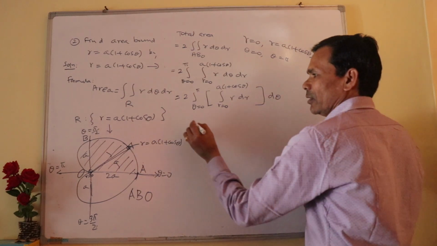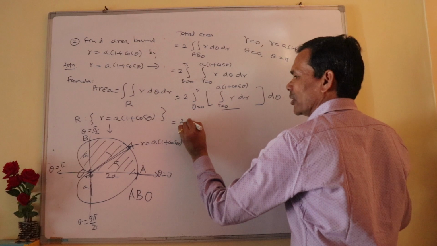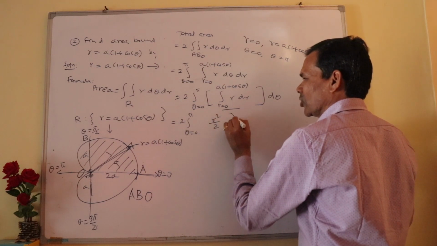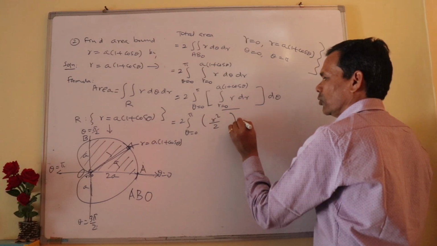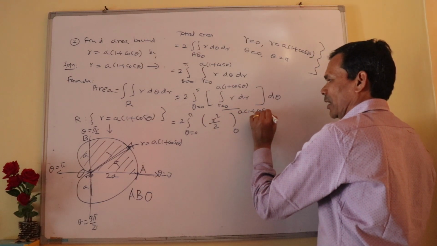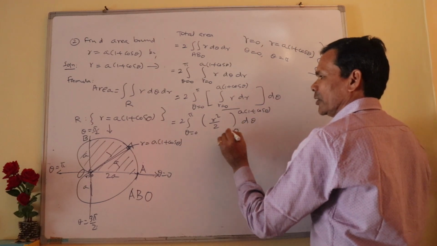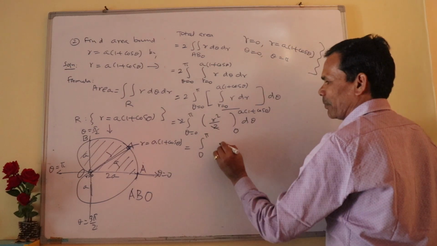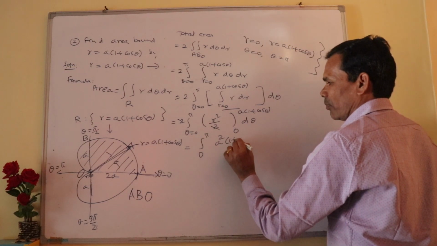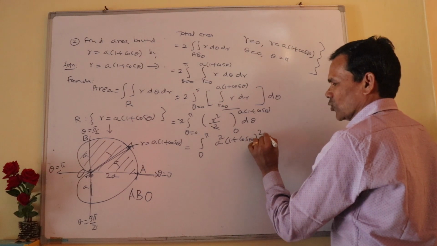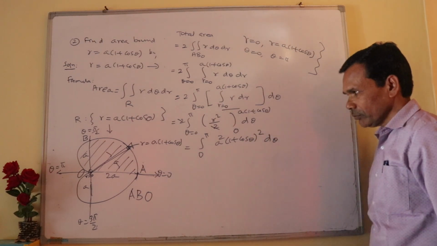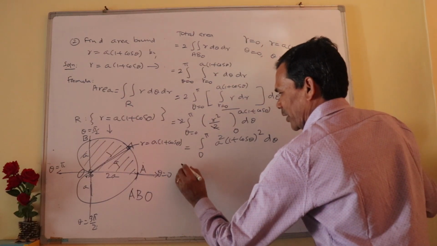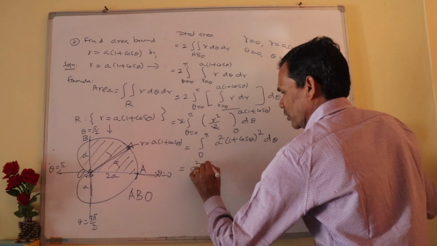I integrate this. So this part I am integrating, integration of r is r square by 2, and limits applied 0 to a(1 plus cos theta), d theta. This 2 gets cancelled. You may be getting 0 to pi. I apply the upper limit, a square (1 plus cos theta) bracket square into d theta. I simplify this. This would be a square, 0 to pi.